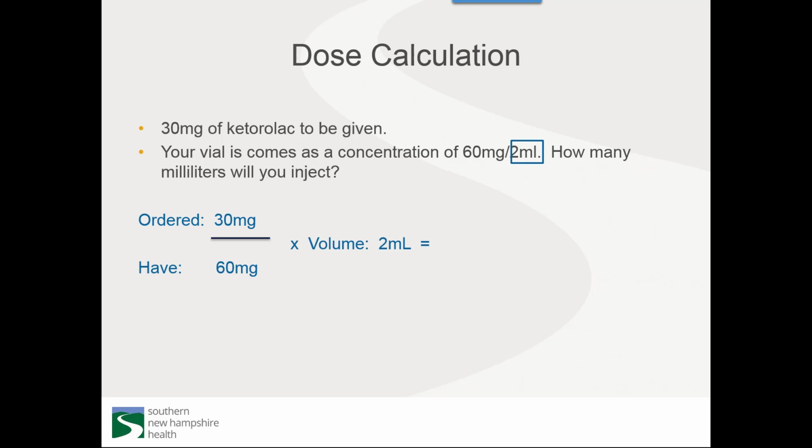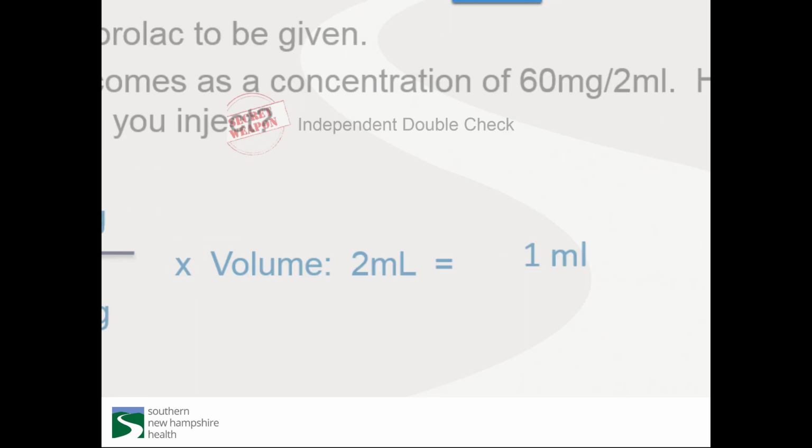So now we just do the math. 30 divided by 60 times 2, and that gives us 1 milliliter. So we'll draw up 1 milliliter to inject in this patient. If you find that this is a little confusing and you need some practice on math, there is a medication math practice sheet available on the Pulse that you can download and practice some math equations. And we'd be happy in nursing to take a look at that and give you some feedback if you want.